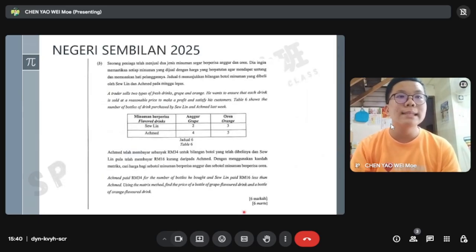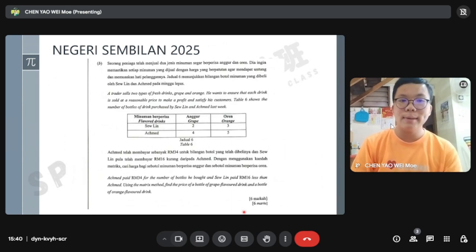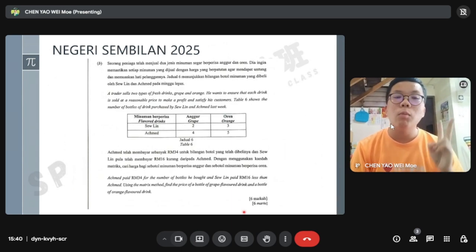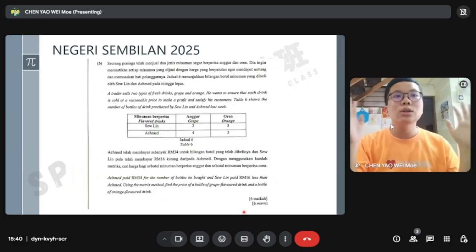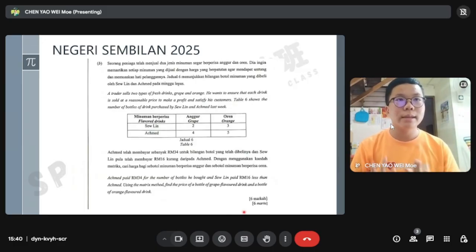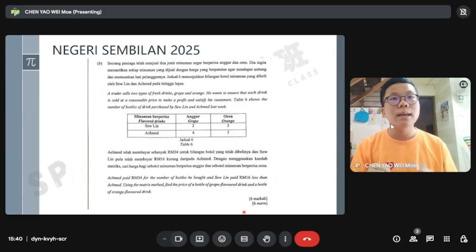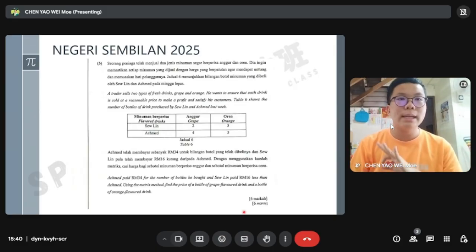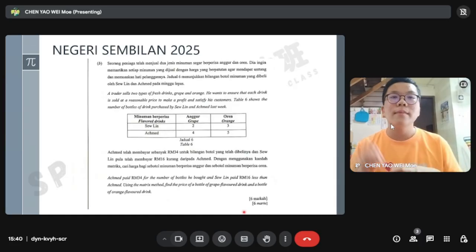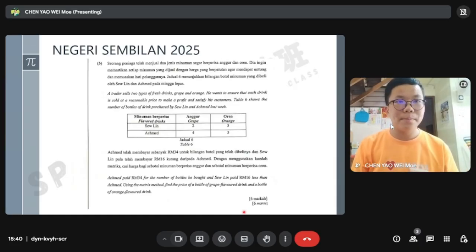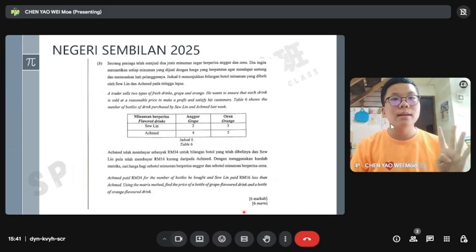Archimede and Xiuling, these 2 people want to go to buy drinks. Here got grape, here got orange. And Xiuling buys 2 grape, 3 orange. Archimede, 4 grape, 5 orange. And then you say that Archimede paid 34 ringgit to buy these bottles.